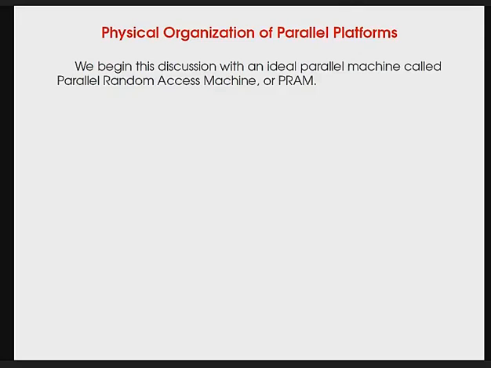Organizations of parallel platform. In this topic, there are different subtopics. The first topic is architecture of an ideal parallel computer. The second subtopic is interconnection networks. The third one is network topology. Then cache coherence. So these are the subtopics under this heading, physical organization of a parallel platform. We'll start with the first point, that is architectures of an ideal parallel computer.